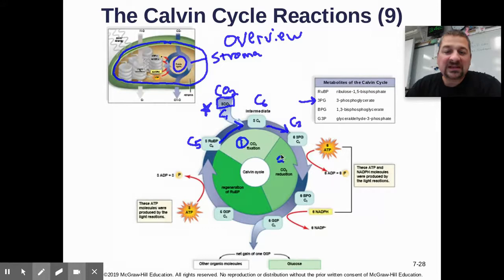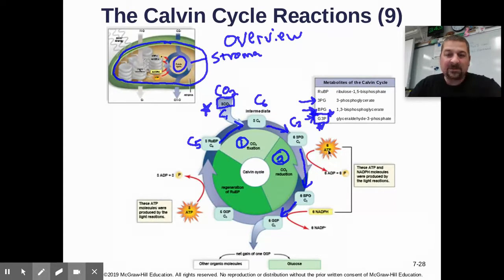Step two is reduction, CO2 reduction. So those 3PG, 3-phosphoglycerate molecules, are going to be changed into BPGs, that's up here, 1,3-bisphosphoglycerate, and then into G3Ps, glyceraldehyde 3-phosphate. This is our end goal right here, G3Ps. This is what we're looking for. This is what we're looking to produce.